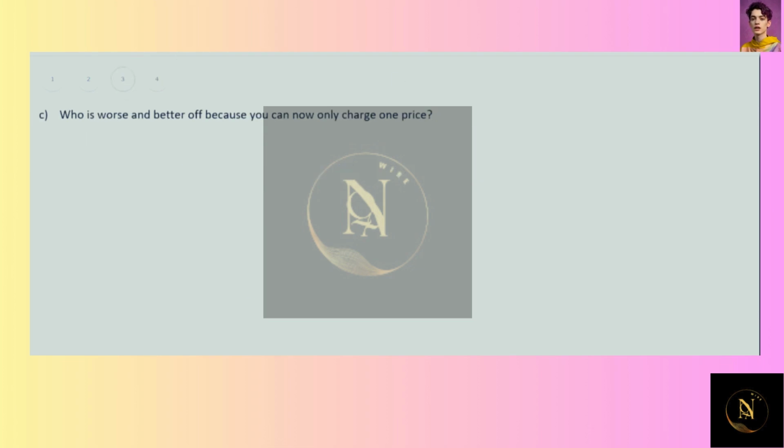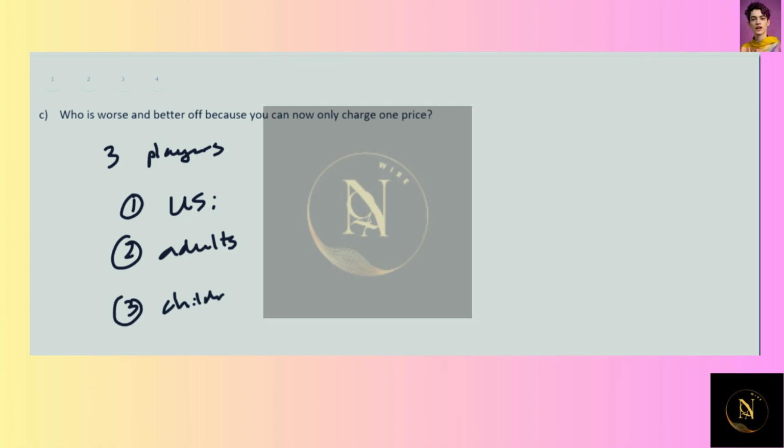The third part of this question is asking us who is better off and who is worse off if we can only charge one price. So in this question, there are only three players. The first player is us, right, we're the one putting on the play. The second player are the adults, and the third player are the children.